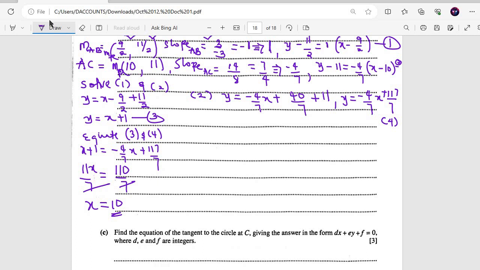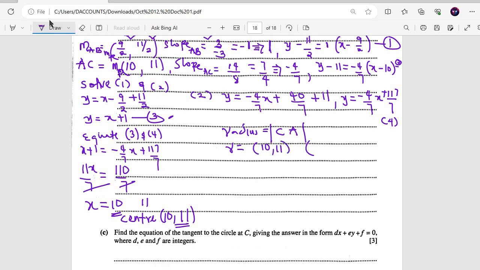If my x is 10, one of the equations is y equals x plus 1, so this y will be 11. So the center of the circle, this is how you get the center of the circle, is (10, 11). Now to get the radius, it is the distance between the center and any point, any one, you get the same answer.